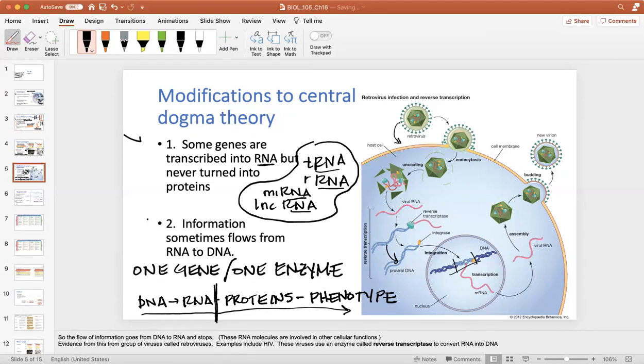Another modification to the central dogma theory comes from our understanding of viruses. There are some viruses that don't use DNA as their genetic material. Instead, they use RNA as their genetic material. And so what happens in these viruses is, here's an example of one. These viruses are called retroviruses because they do things backwards.